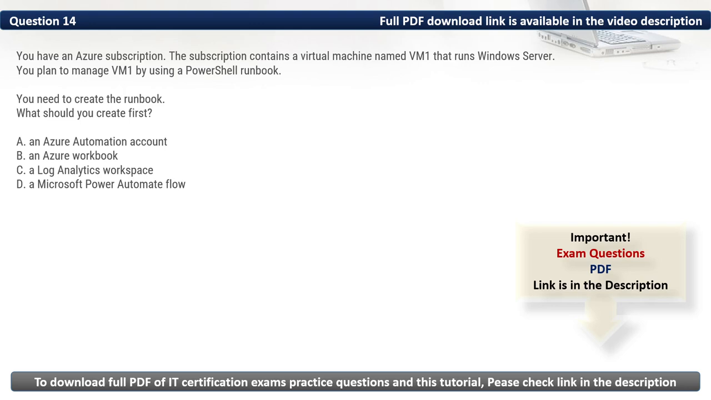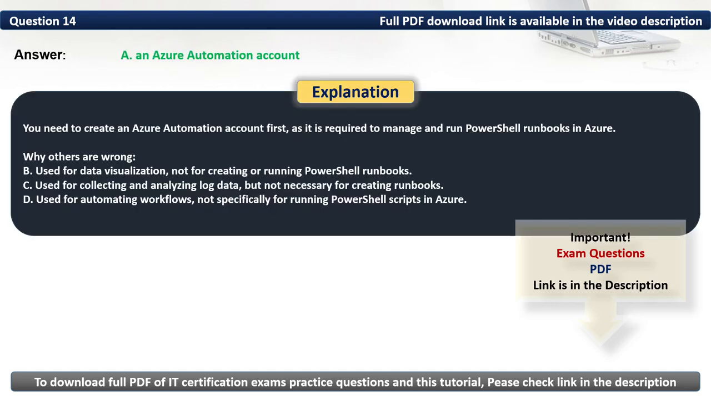As such, we should first create an Azure Automation account. Thus, the correct option is A. You need to create an Azure Automation account first, as it is required to manage and run PowerShell runbooks in Azure.